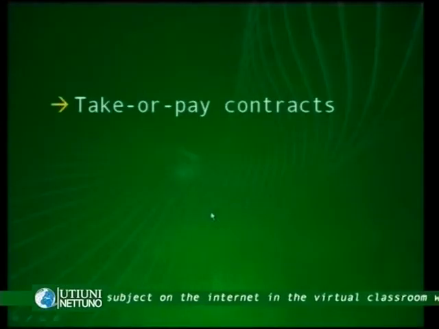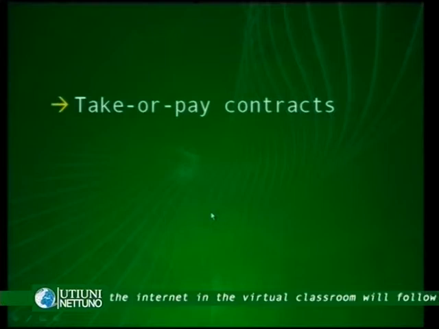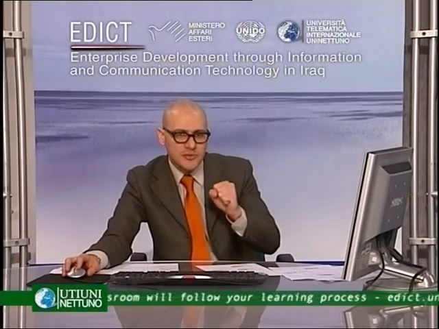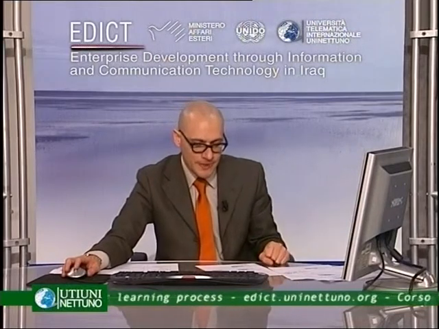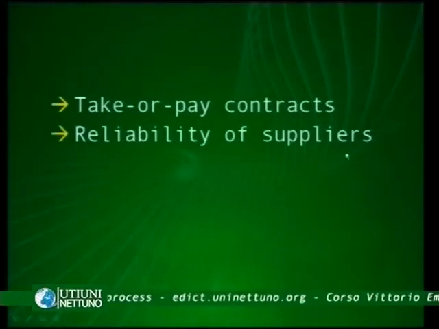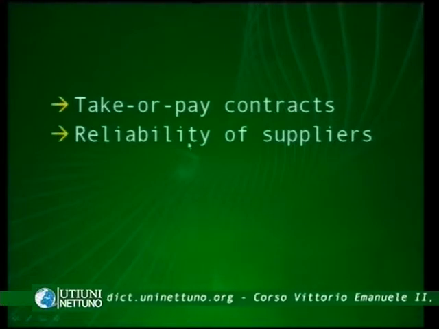Also, we should consider the take or pay contracts. So if we have a long-term deal, the price could be fixed and embedded and determined by the contract rather than by external elements. We should consider the reliability of suppliers. So the higher the reliability, the lower could be the actual cost for the project and for the company. If the supplier is not reliable, then the cost could be higher for the company.